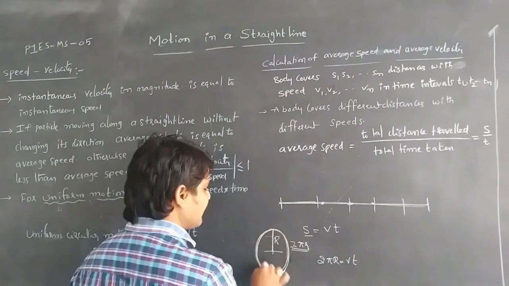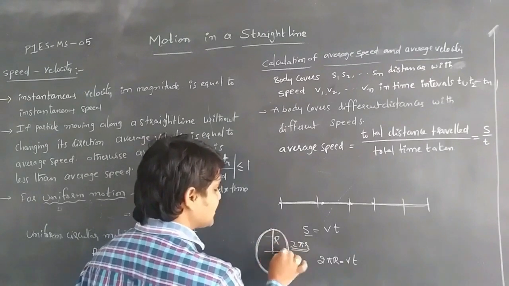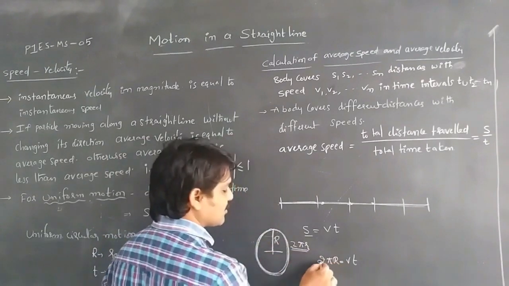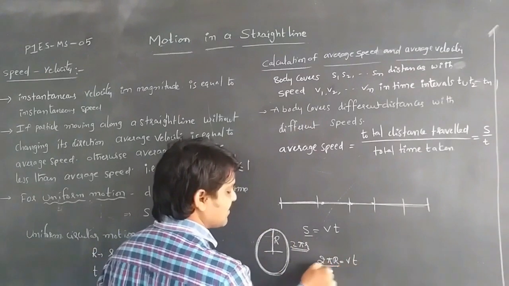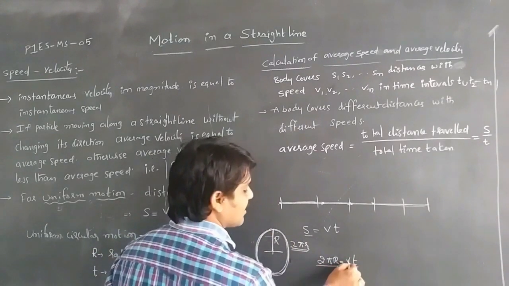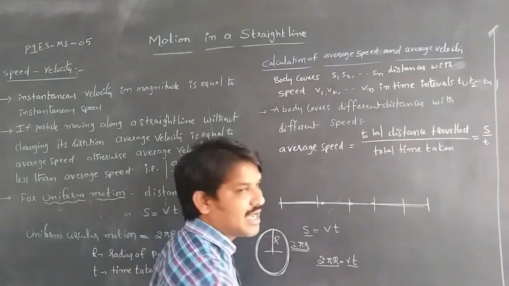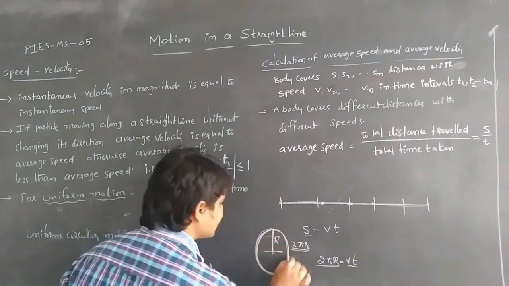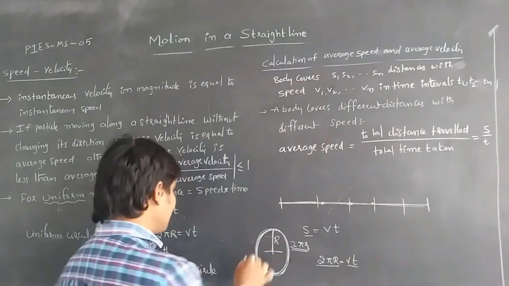When the body is in uniform circular motion, then 2πr = vt, where 2πr is the distance travelled by a particle or an object, v is the velocity or speed, and t is the time taken to complete this circle.